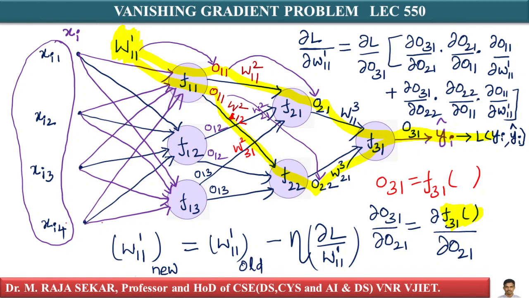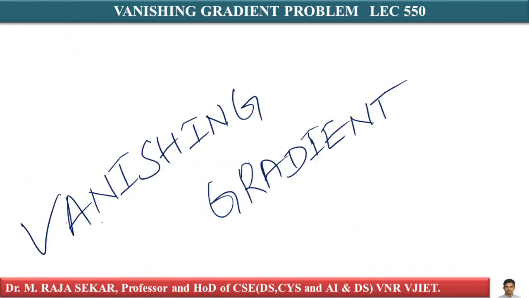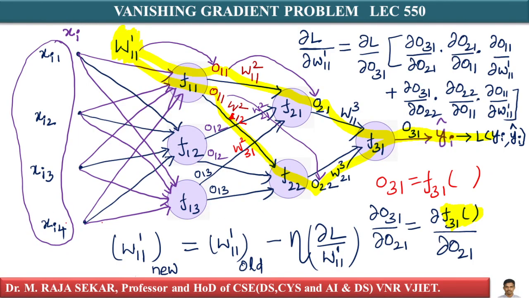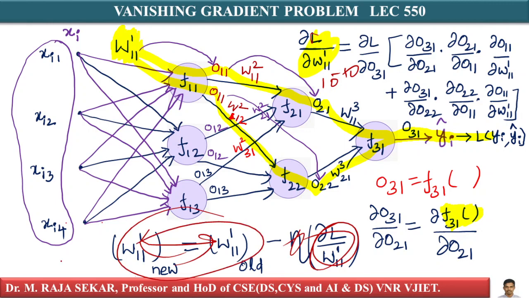Then the update would have been very small, something like 2.4. If your ∂L/∂w11 value, let me assume, is 10 power minus 10, this value is very small. These two values are almost the same. Your older value and new value will be very close.